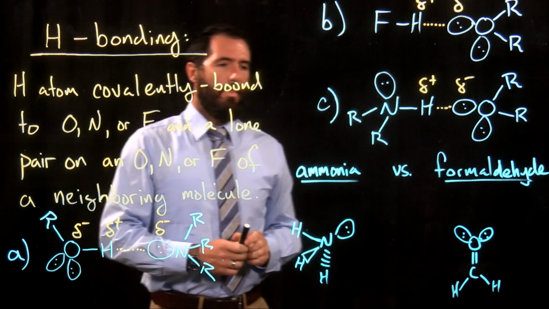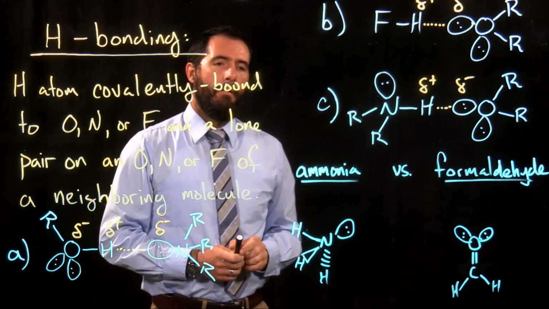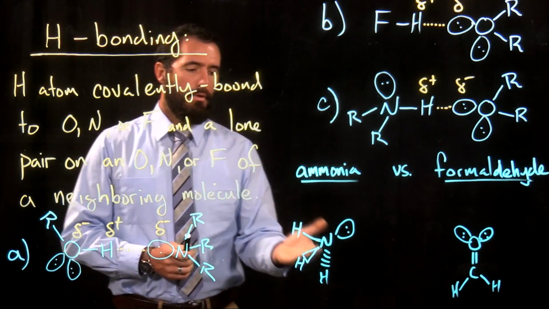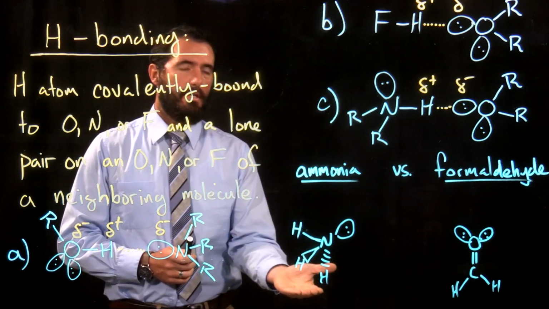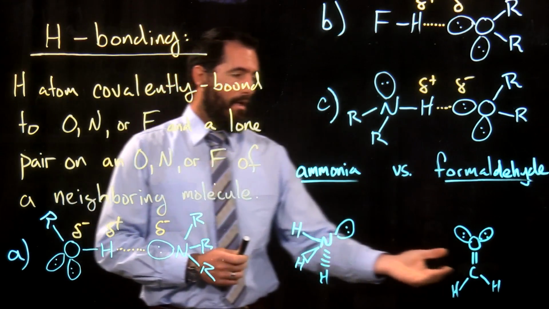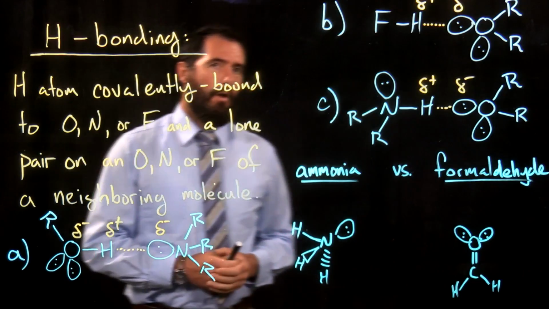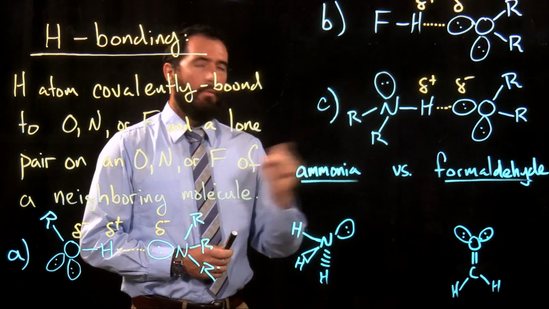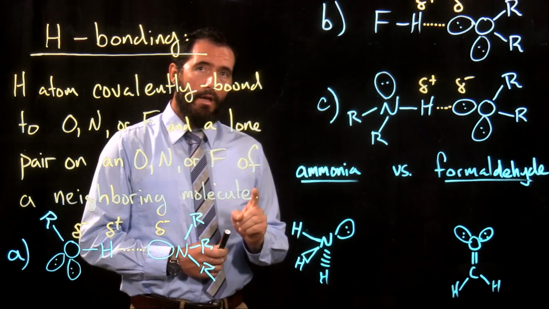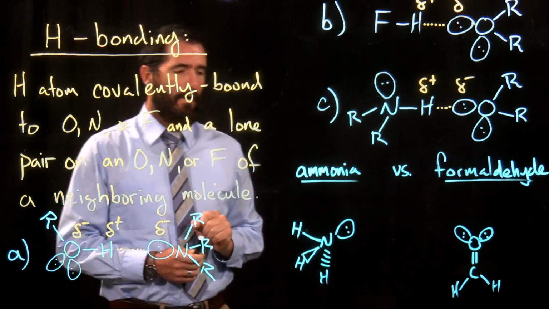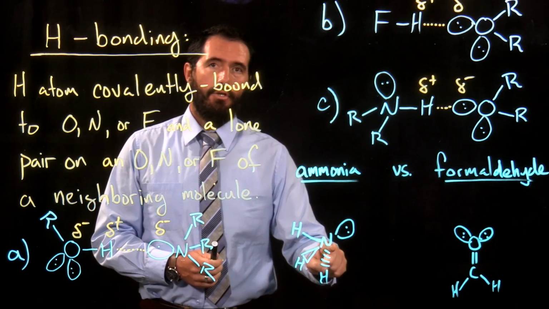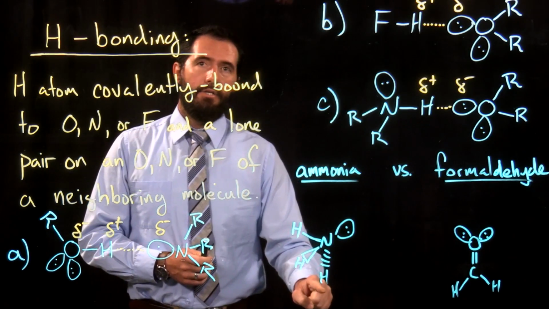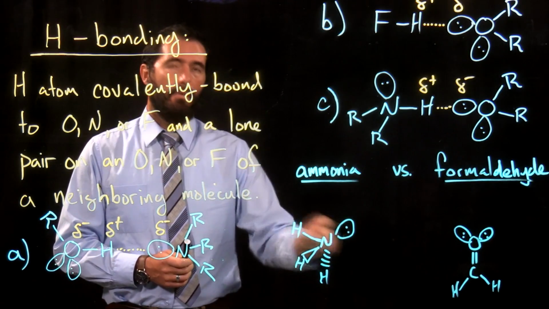Another thing that's important to think about when thinking about hydrogen bonding is: is the molecule able to hydrogen bond with other molecules just like itself, or is the molecule only able to hydrogen bond with other things like water? So let's compare ammonia to formaldehyde. Ammonia contains both of our requirements for hydrogen bonding. It has a nitrogen with a hydrogen attached to it. It also has a nitrogen with a lone pair.